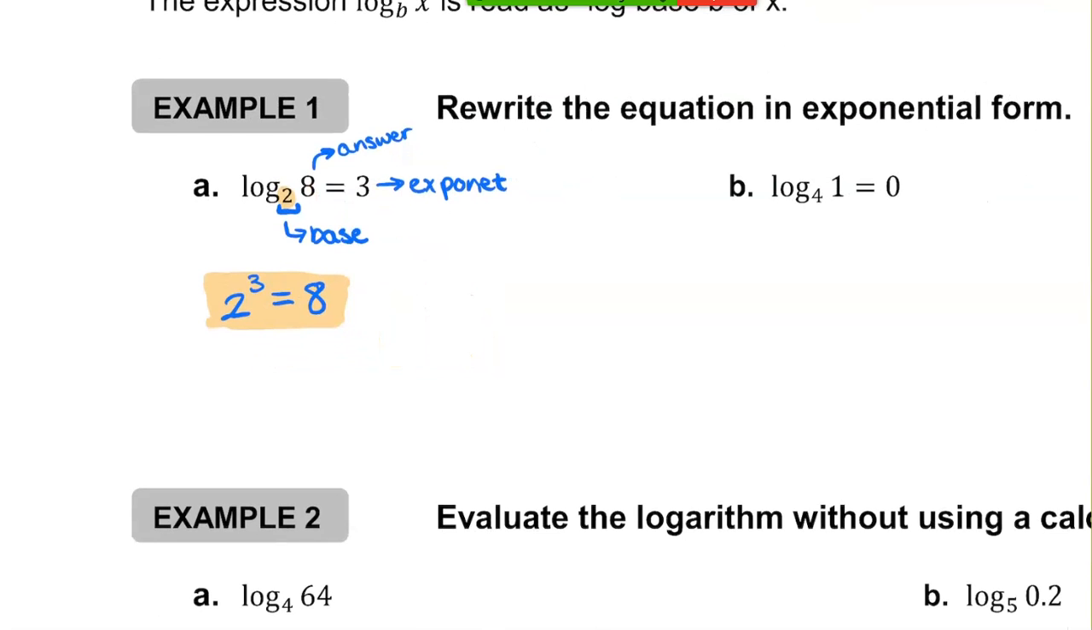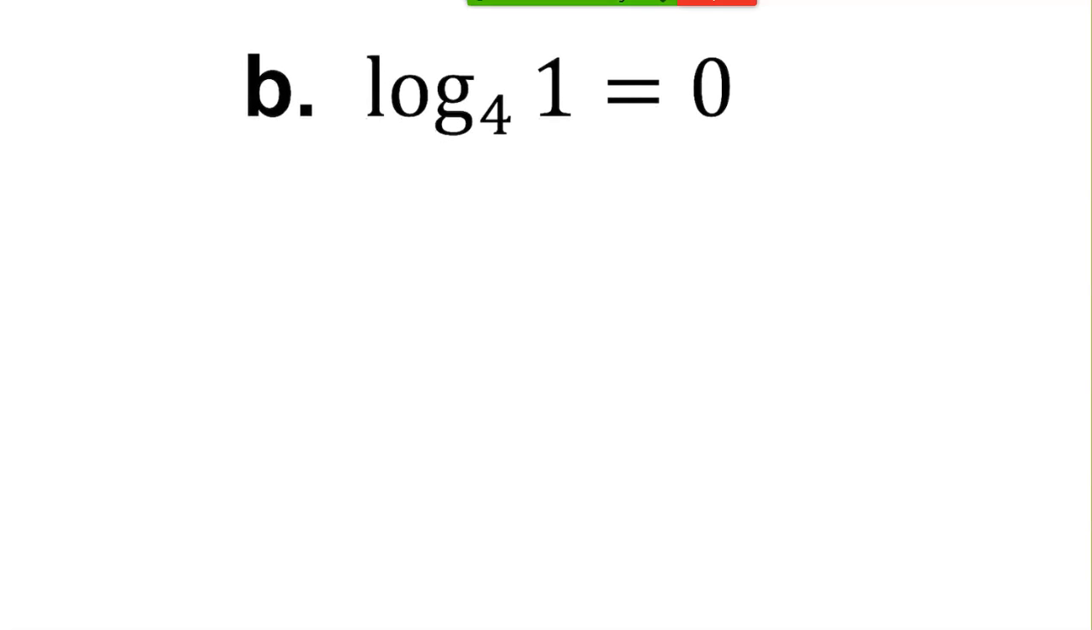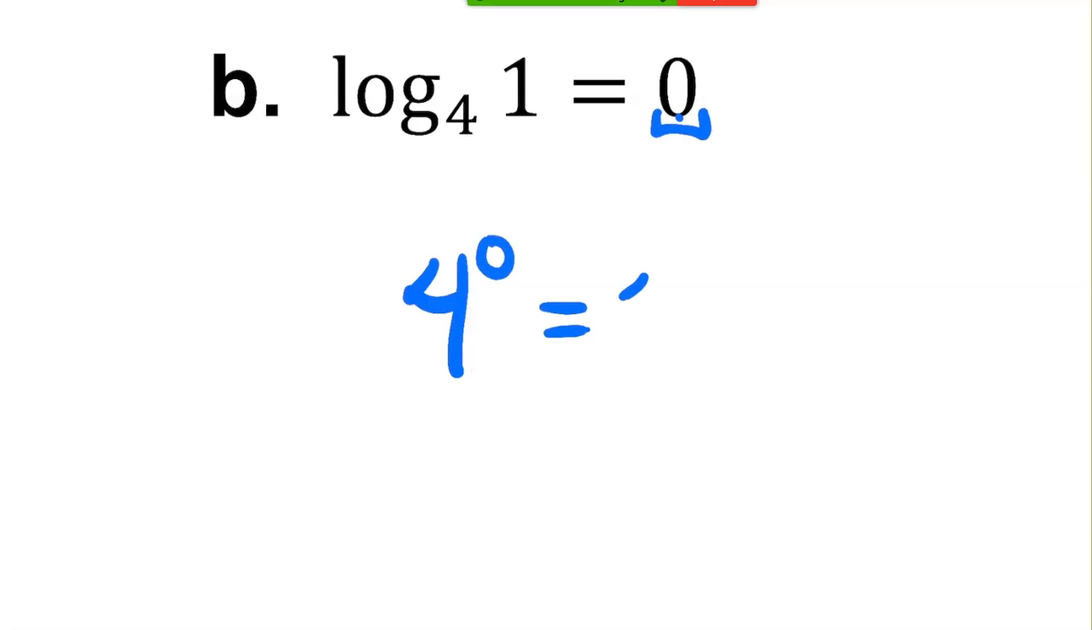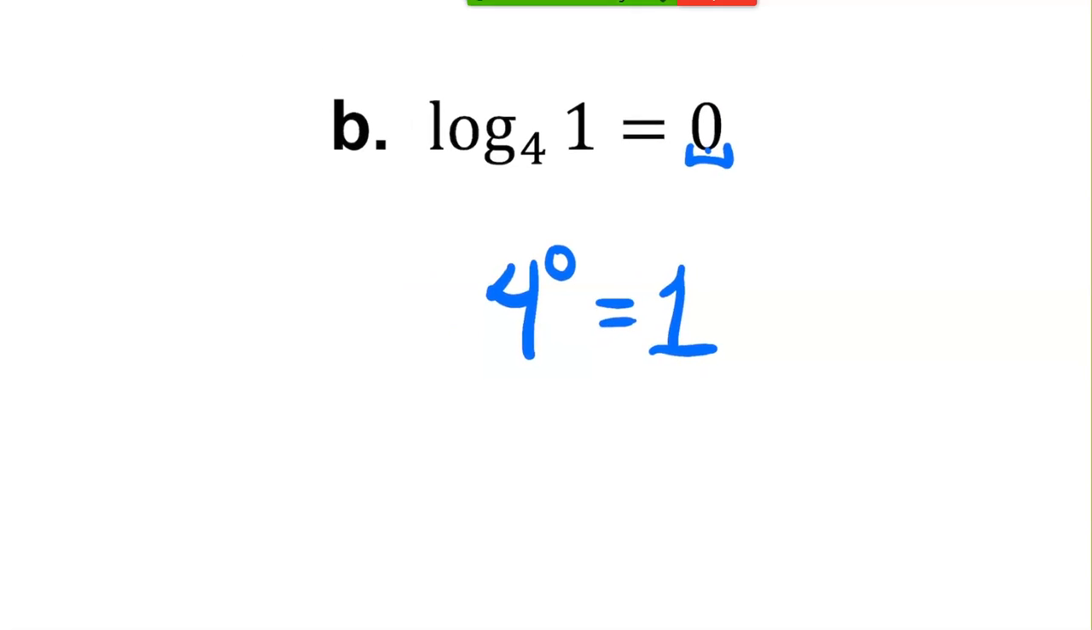All right, let's take a look at another. Part B, we have log base 4 of 1 equals 0. Again, you start with your base, that's that 4. This is your exponent, so it's 4 to the 0 equals 1. If for some reason you had flipped this and said 4 to the first equals 0, hopefully a little alarm in your head would go off and say, ooh, 4 to the first is not 0. Any questions about this one?